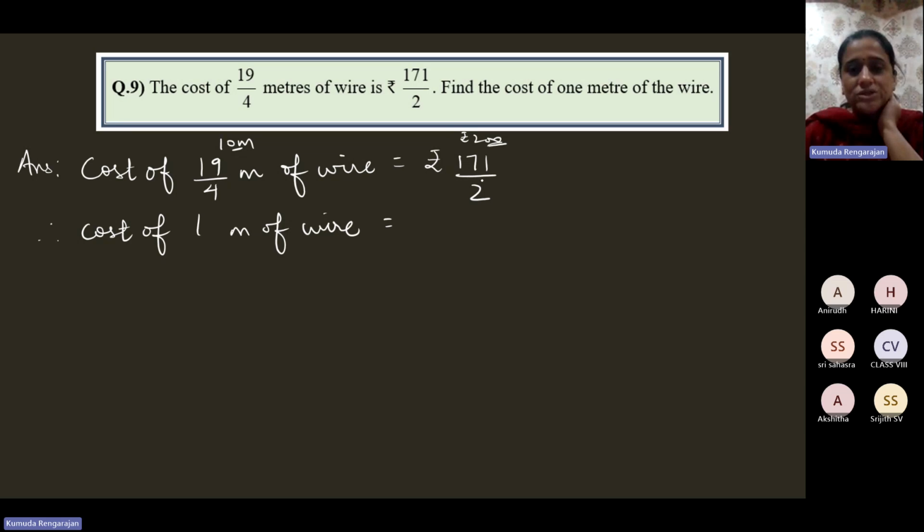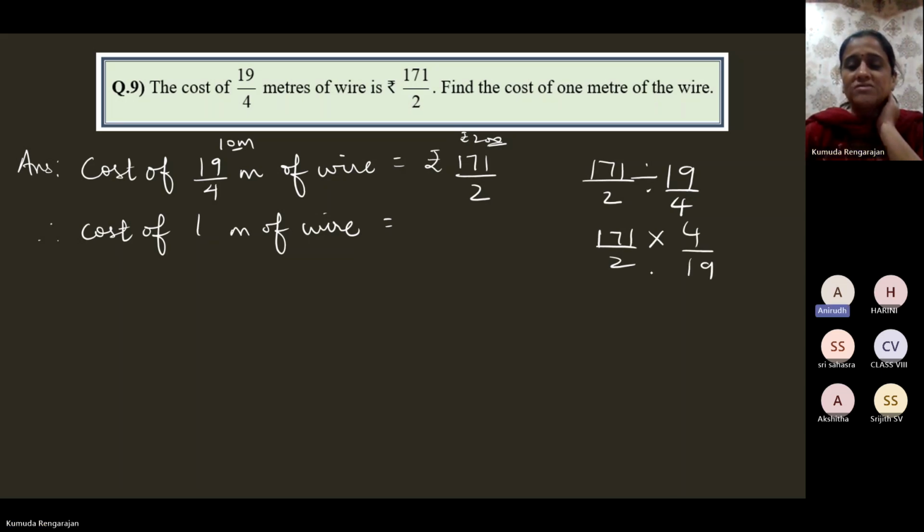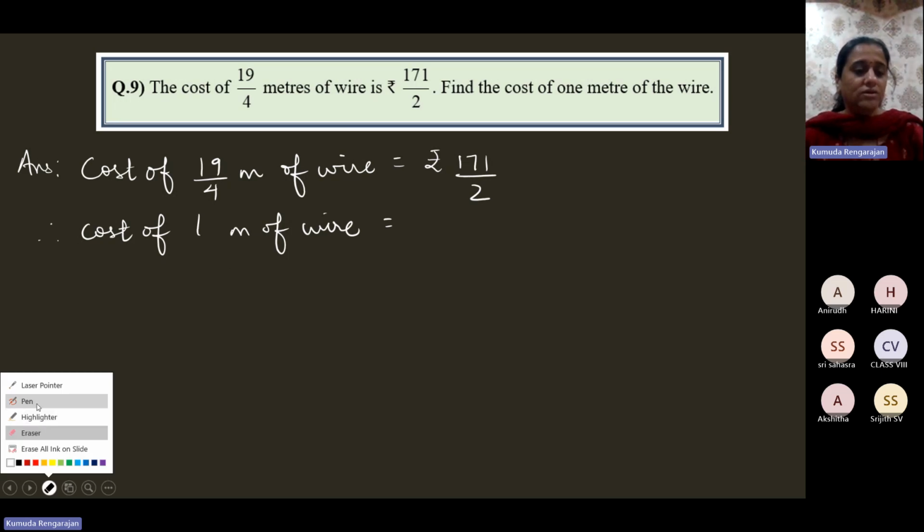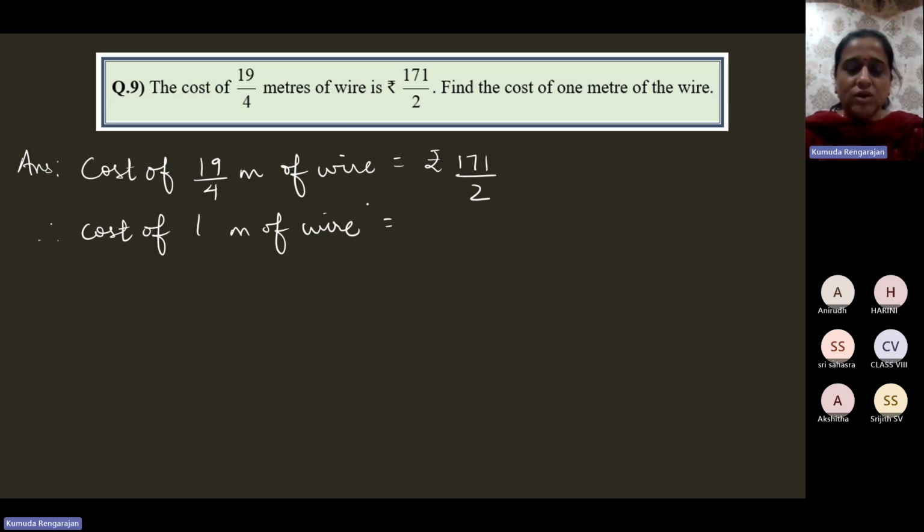So in this exact situation given to you in the question, it will be this number, 171 by 2 divided by 19 by 4. Division becomes multiplication, and you'll have to take the reciprocal of this fraction, 4 by 19. So that's how you go about understanding how to proceed, which operation to use. Just take different numbers to understand the situation.